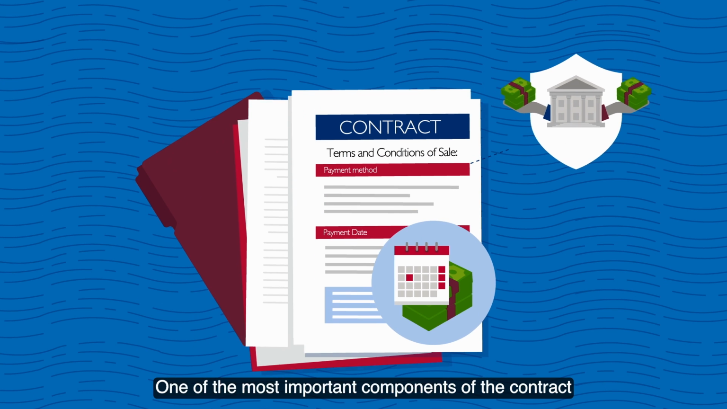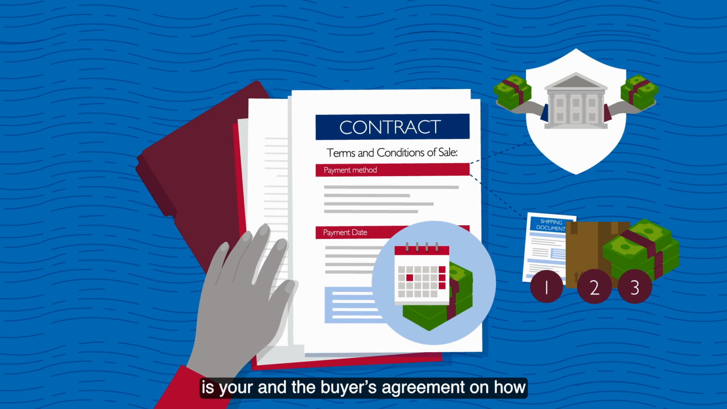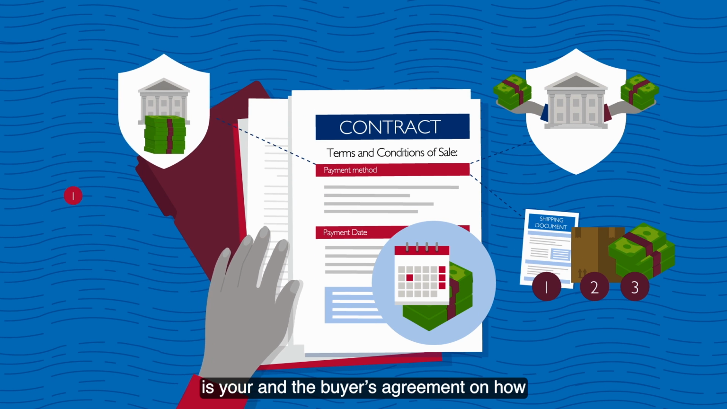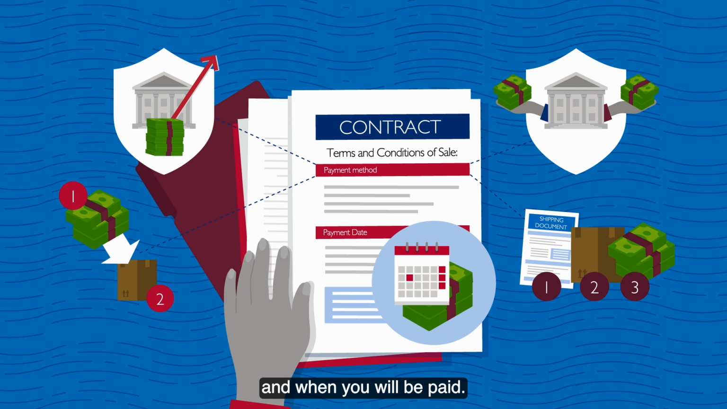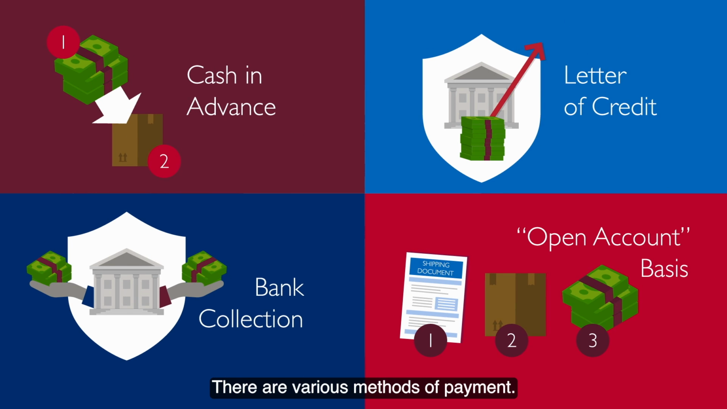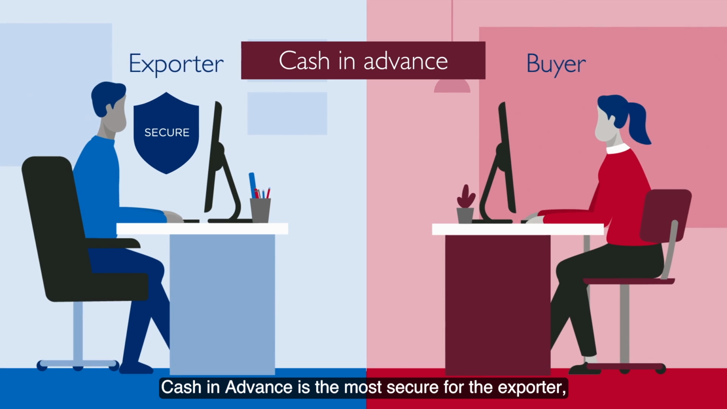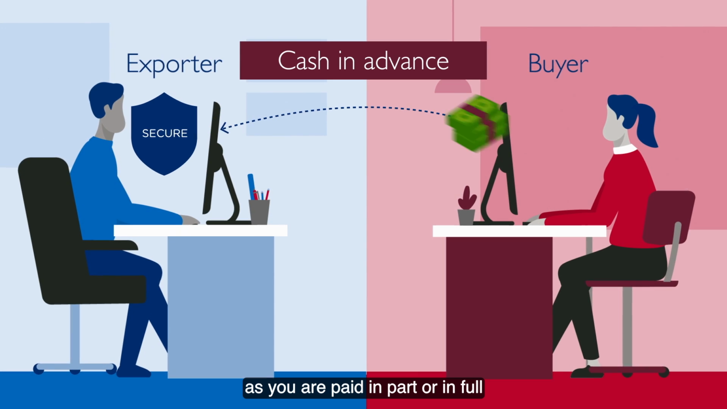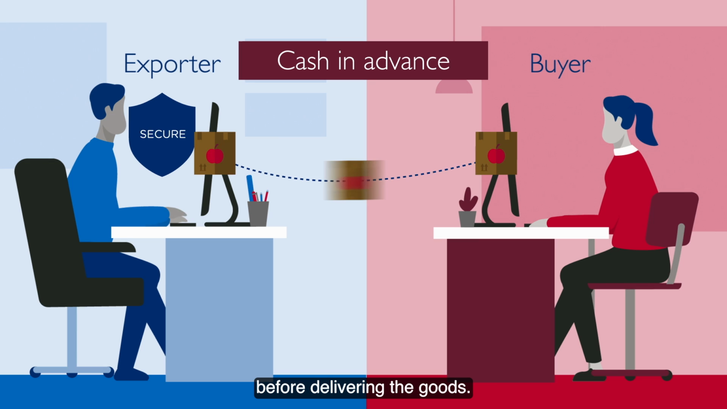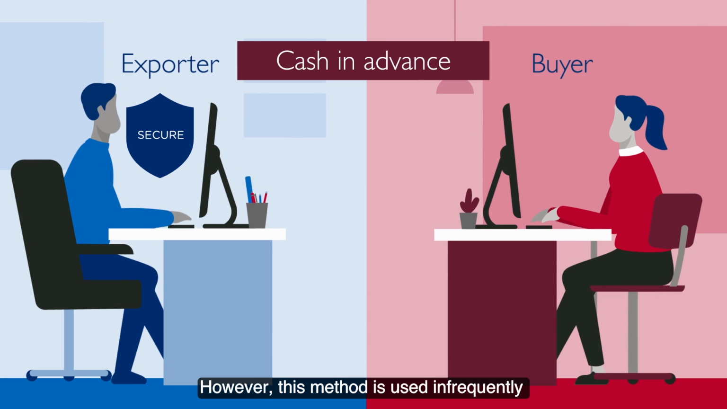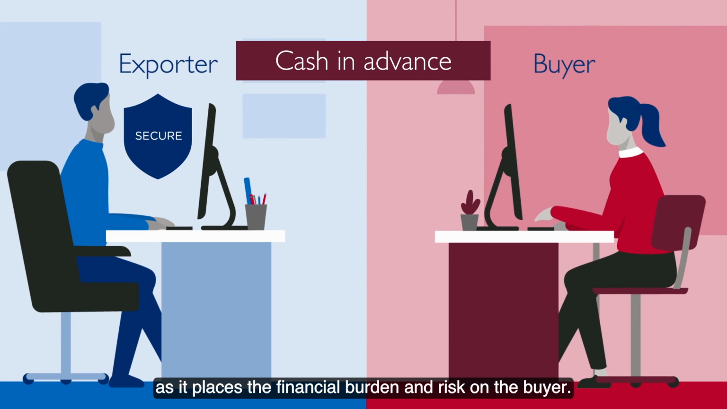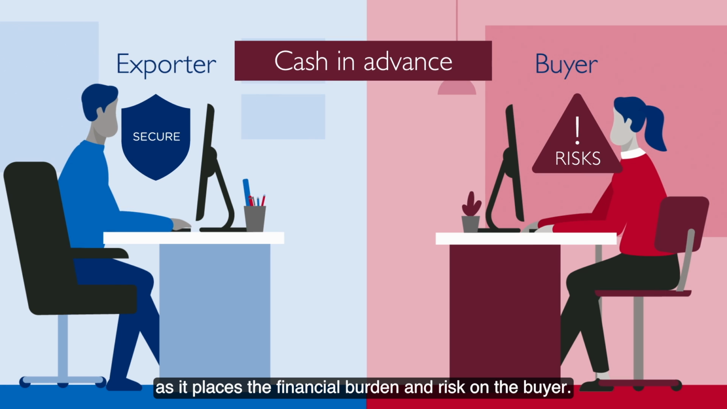One of the most important components of the contract is your and the buyer's agreement on how and when you will be paid. There are various methods of payment. Cash in advance is the most secure for the exporter, as you are paid in part or in full before delivering the goods. However, this method is used infrequently as it places the financial burden and risk on the buyer.